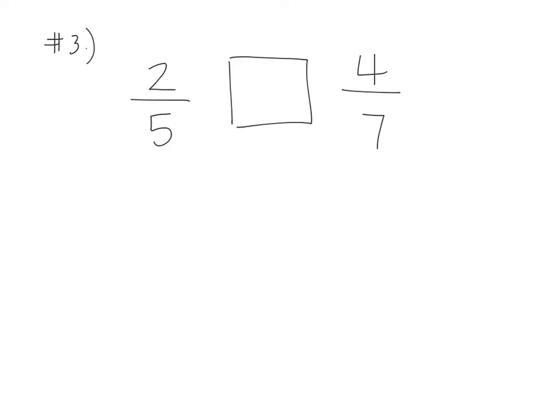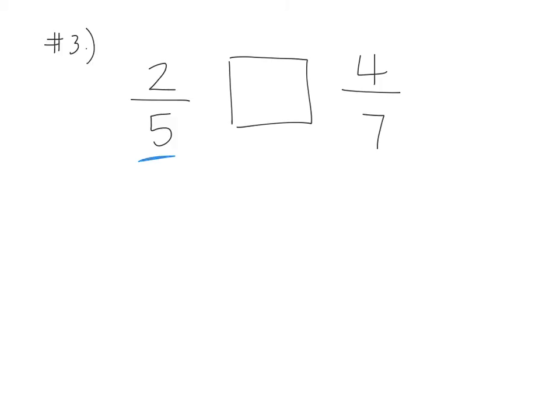Number 3 asked us to figure out which fraction is greater. We want to know if 2/5 is greater than 4/7 or less than 4/7. To compare fractions, an easy way is to make the denominators the same, because then they're both out of the same number. If I asked you what's greater, 3 out of 4 or 1 out of 4? 3 out of 4.